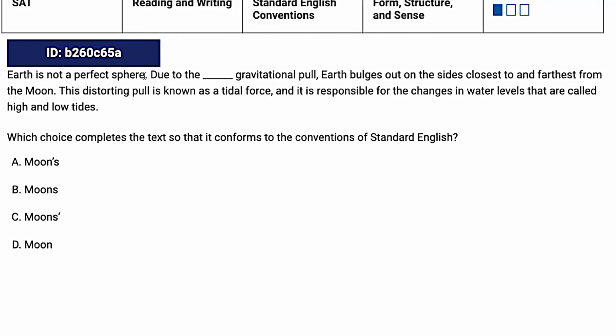I could also read this first sentence, Earth is not a perfect sphere. So I know it's talking about our moon, of which there's only one. So it would be singular possessive, which should just be an apostrophe S, which is A. And when you're not feeling super confident, definitely eliminate answers before you choose an answer. I was just 100% sure that was the answer, so we're good.